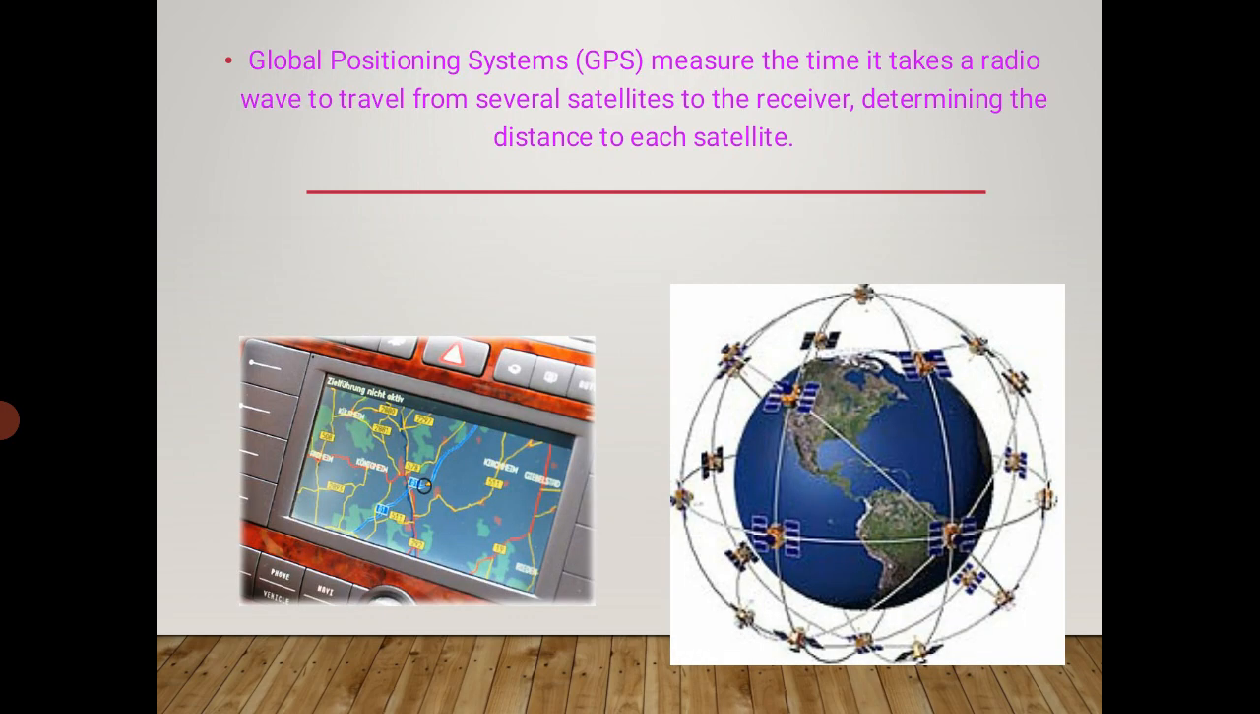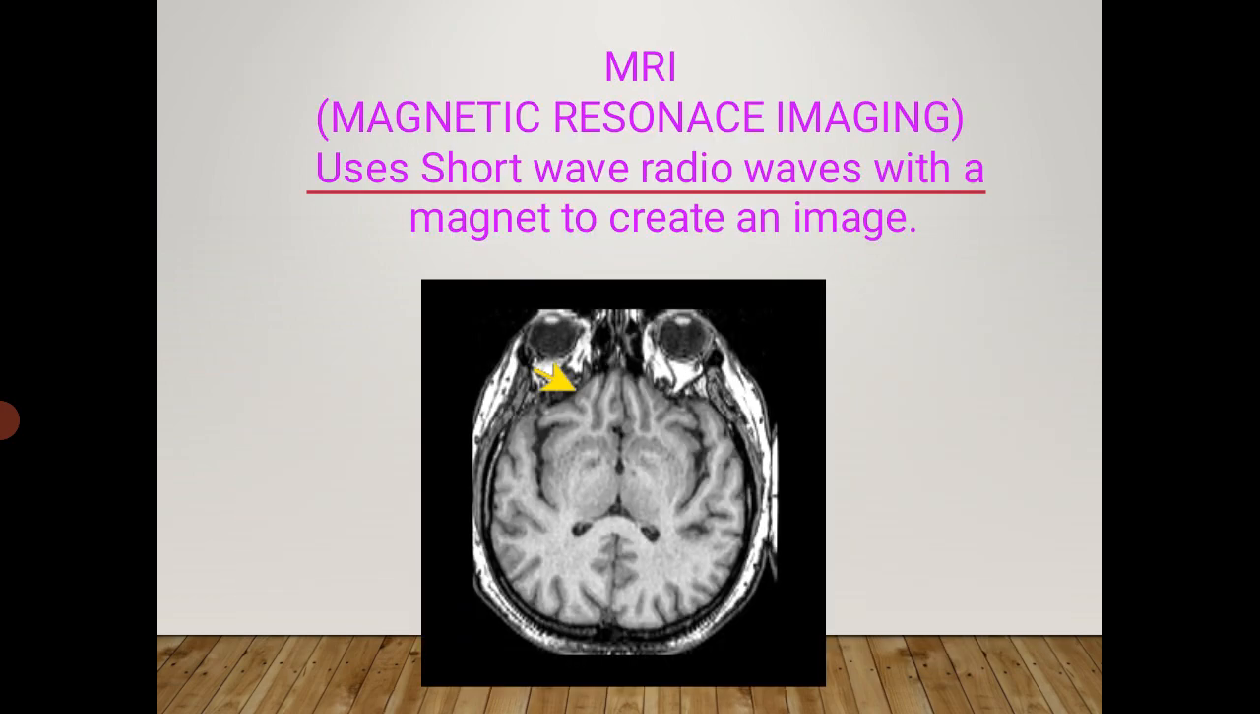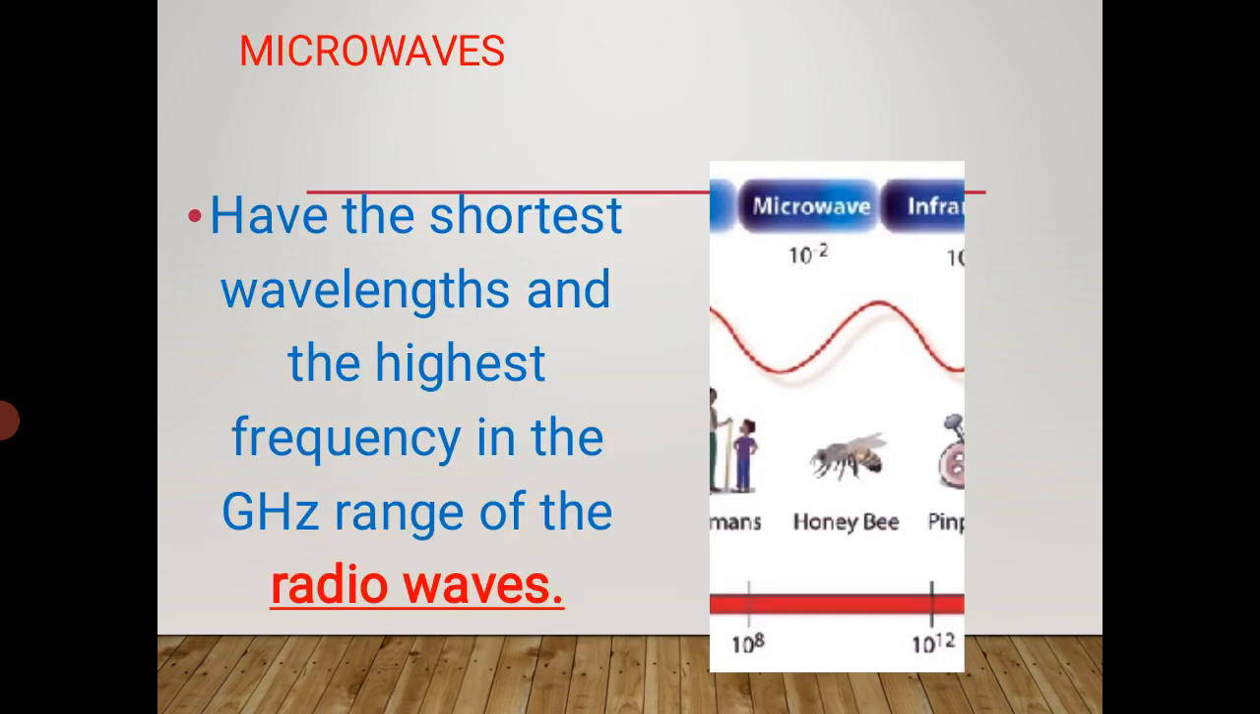Second, global positioning system, GPS. GPS measures the time it takes a radio wave to travel from several satellites to the receiver. Radio waves are used to determine the distance to each satellite. MRI, magnetic resonance imaging, uses short wavelength radio waves with a magnet to create an image.